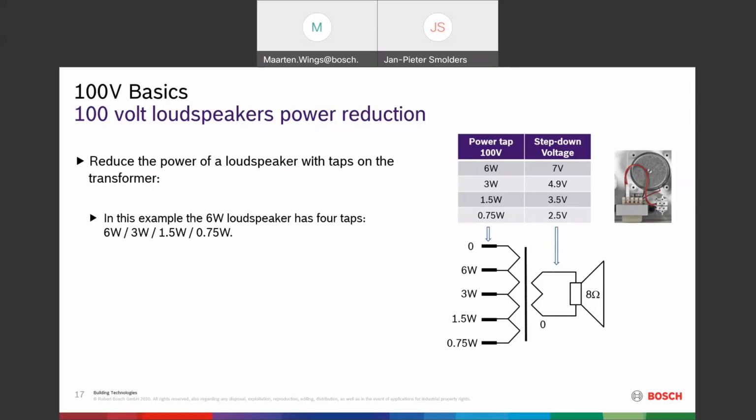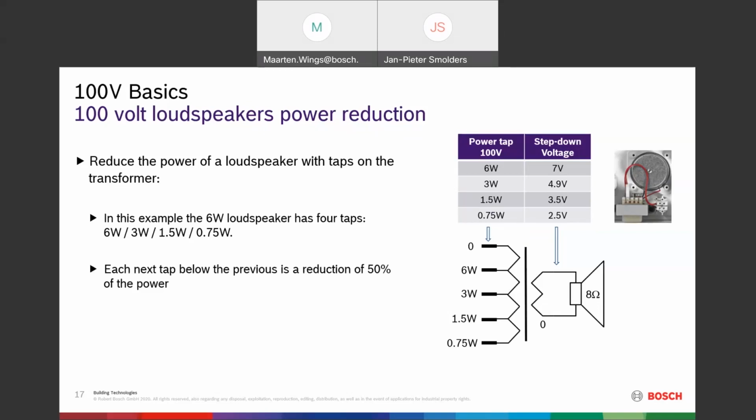Now in this case, if you look at the picture, we have a 6 watt loudspeaker. It has 4 taps. It goes from 6 watt to 3 watt, from 3 watt to 1.5, and 1.5 to 0.75 watt. And the only thing that happens, if you look at the table above, is that the step down voltage will just be reduced. It will go from 7 volt to 4.9 to 3.5 to 2.5. So if you have an overload of loudspeakers connected to an amplifier channel, you could decide to tap some of the loudspeakers down to a lower value.